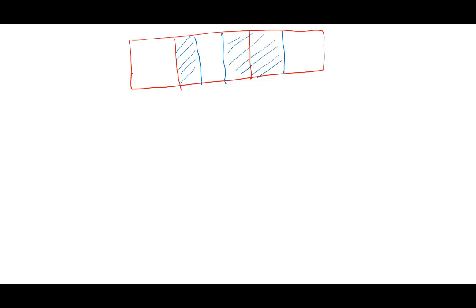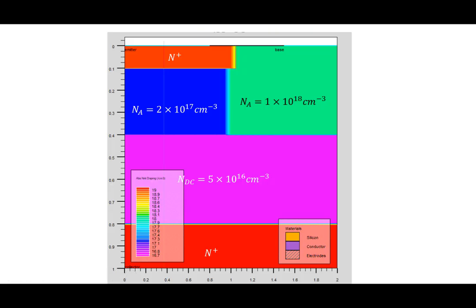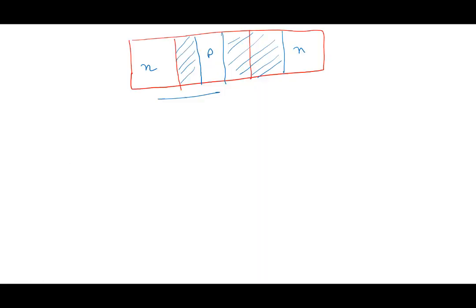Two depletion regions. If you look at the band diagram, this is N, this is P, and this is N. You've all seen this band diagram where you draw the conduction band and valence band. So let me just sketch. Let's say conduction band, and the valence band will also go like this. So it will go like this, EC I'm drawing, then it comes here.